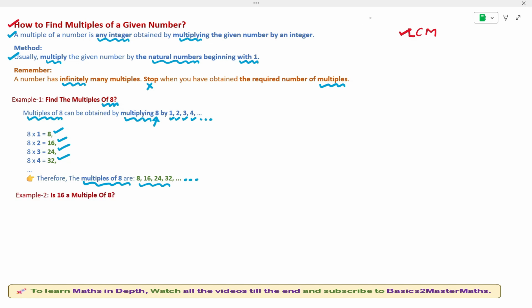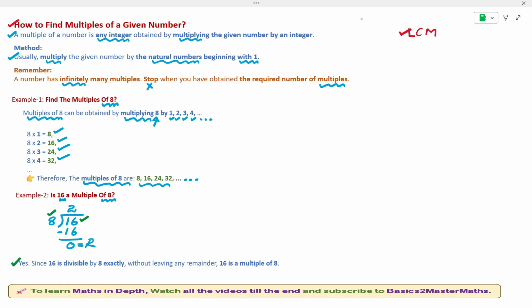Got it? Example 2: is 16 a multiple of 8? Yes. Since 16 is divisible by 8 exactly without leaving any remainder, 16 is a multiple of 8.